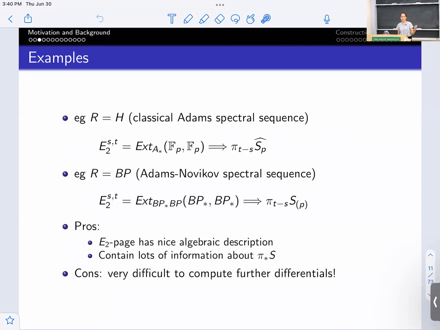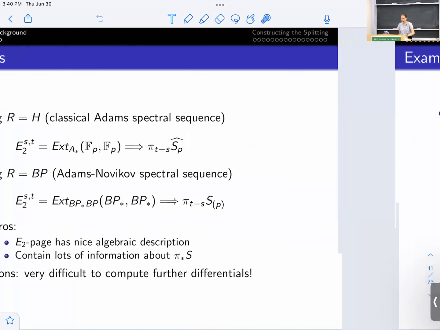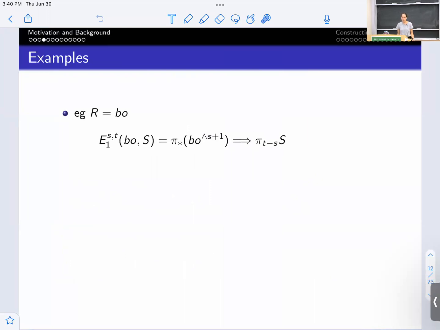I guess another thing I should say too is that even though it's really nice that these E2 pages are algebraic, they're still extremely complicated. They don't have a closed form. So it can be helpful to consider some other choices of ring spectra as well.